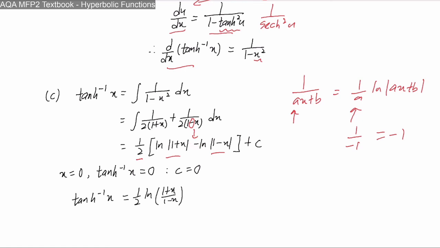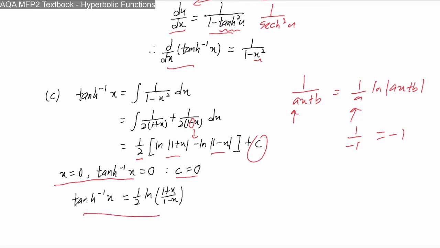Also remember that because we do not have a definite integral, we have an indefinite integral in this case, so we still have a c. We deal with this c by looking at the values of x and arctanh. When x is equal to 0, the value of arctanh is also 0. So when we substitute into the integral, we also have c equal to 0.